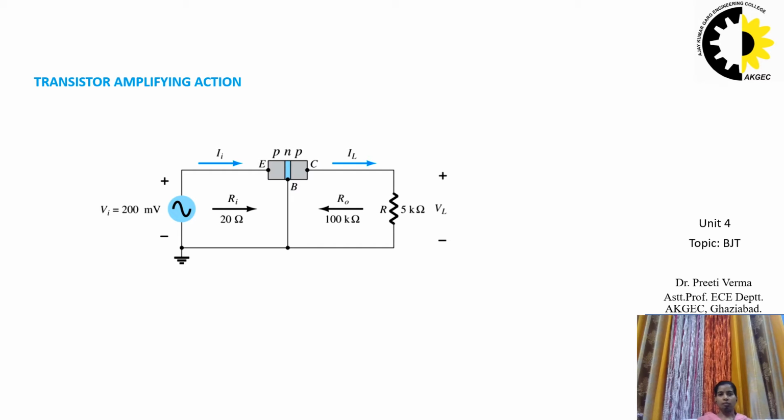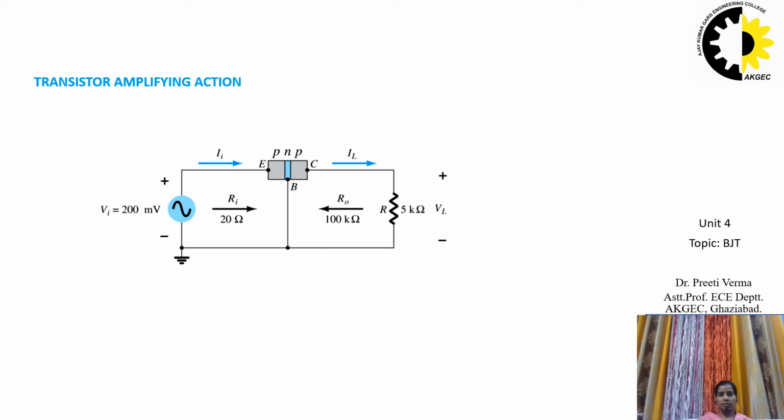If we assume for the moment that alpha AC, that is the current amplification factor for common base configuration, is 1, it means we have IC equal to IE. So IL will be equal to I input, and that I input we have calculated as 10 milliampere. So V load will be I load into R, so I load 10 milliampere multiplied by 5 kilo ohm. So we get 50 volts.